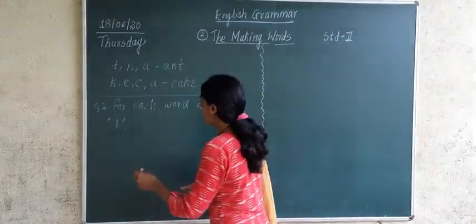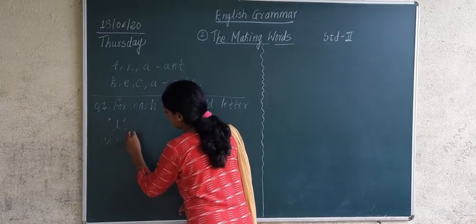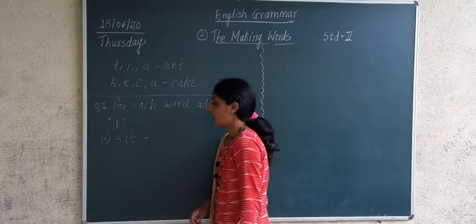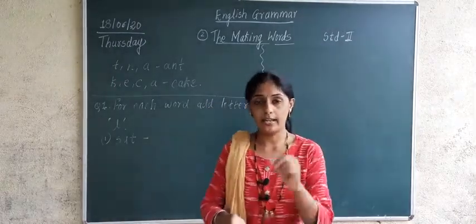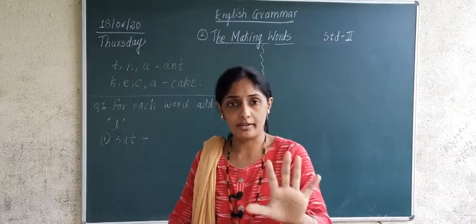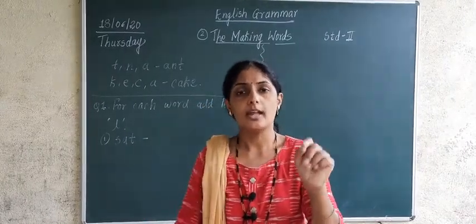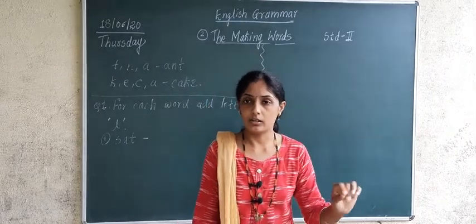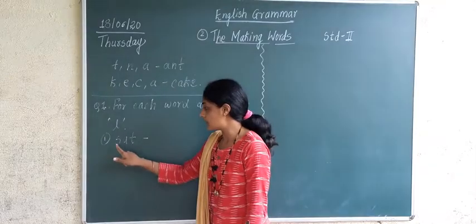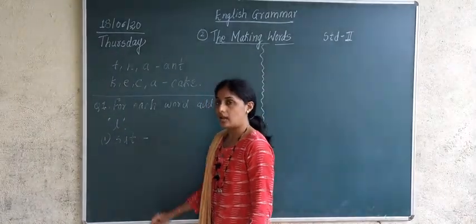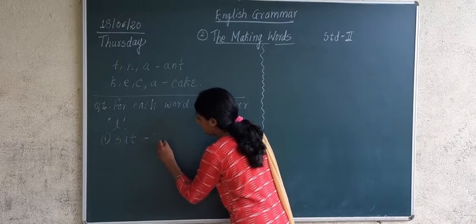Now, the first example which is given in your grammar book is S-A-T, sat. Now, in this word sat, what do we have to do? We have to add the letter L. It can be anywhere: at the start, at the end, or in between. Anywhere you can add that letter. Now, if I add the letter L to the word S-A-T, sat, for example, S-A-L-T.